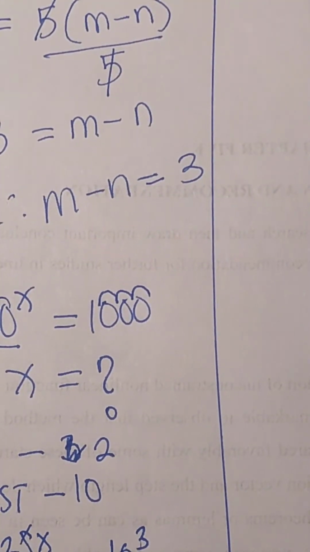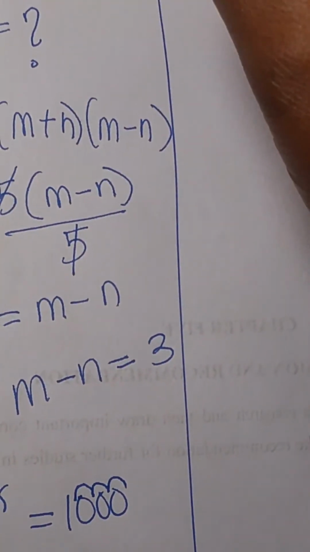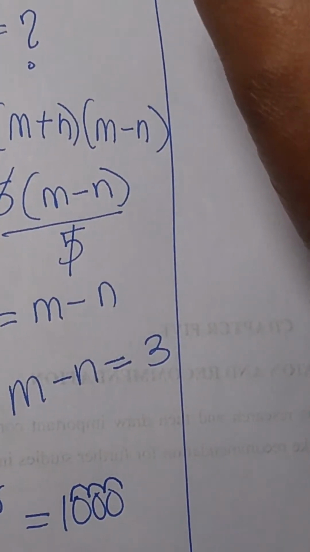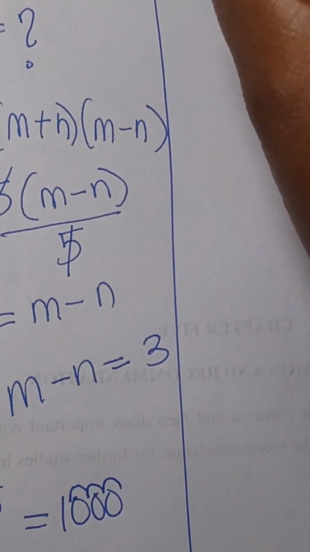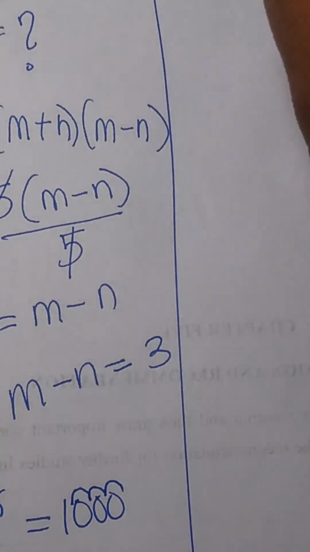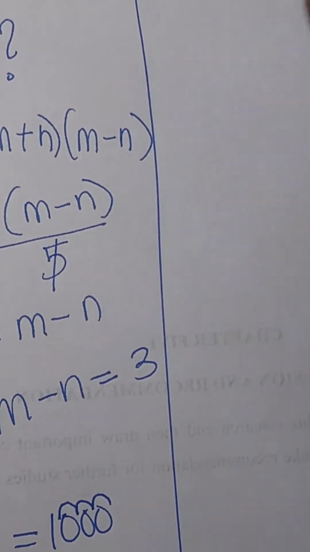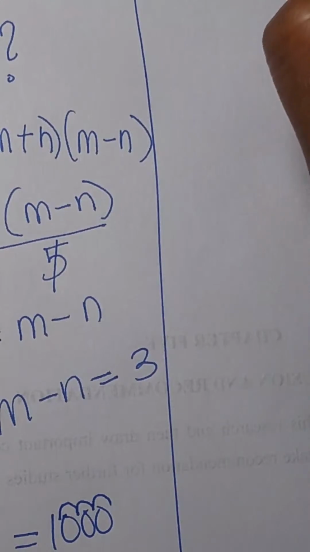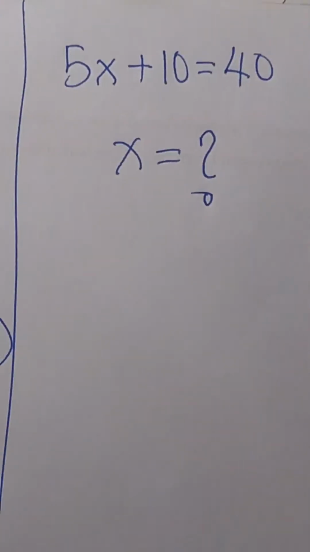All right, so let me solve another question. We are given 5x plus 10 equal to 40. X is equal to what? All right, so this is the next question.